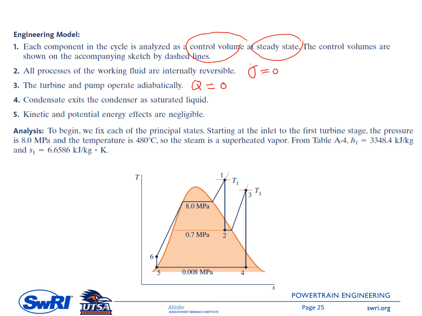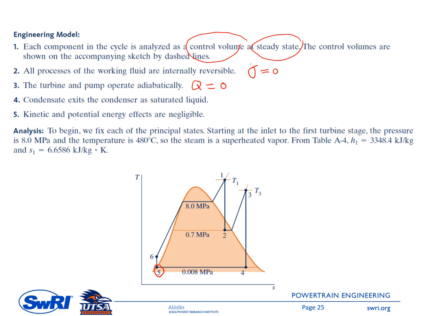Number 4, condensate exits the condenser as saturated liquid. So it is represented by state number 5 here. Point number 5 is exactly at the dome line on the left side, so this is saturated liquid. And number 5, we can neglect the effect of kinetic and potential energies. Okay, and then the next step is to determine the state properties for each point here.